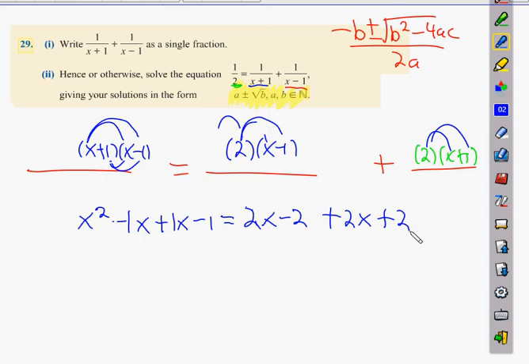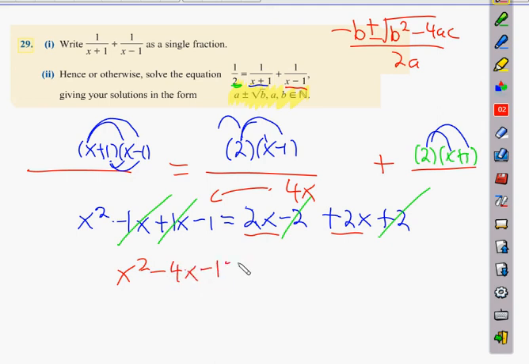What about the 2's? Minus 2 and plus 2 cancel. Minus 1 and plus 1? Cancel. Now bring the 2x's: 2x plus 2x is 4x, which becomes minus 4x when it moves to the other side, minus 1. Now, in any quadratic equation, lads, what comes first? X squared, or number? X squared. So x squared minus 4x minus 1 equals 0.